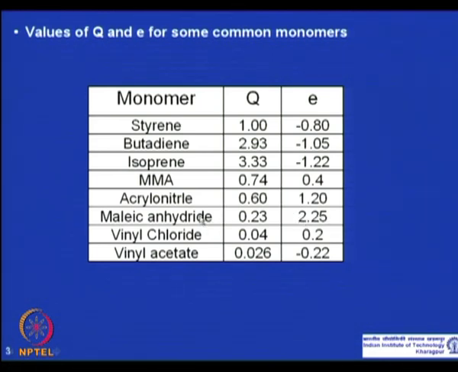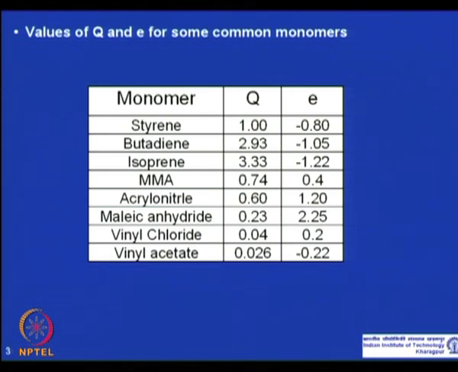Now, if you take maleic anhydride and copolymerize it with something which has a negative value of E, that means it has an electropositive, electron rich double bond, then obviously there will be attraction between the two polarities, and copolymerization will be much easier. So whereas maleic anhydride does not homopolymerize, it can easily copolymerize with butadiene or styrene, because their charges are opposite. So the monomers can attract each other and do the reaction.